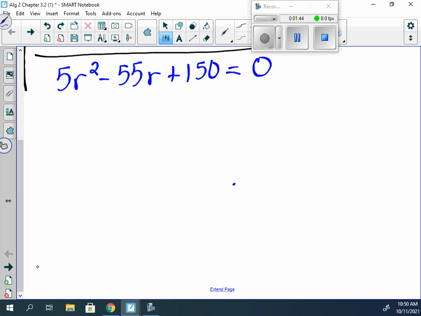Now once we do that, we will look to actually factor. So greatest common factor first. And there's a greatest common factor between these three terms, which is 5. And if we factor the 5 out, we'll have r squared minus 11r plus 30 is equal to 0.